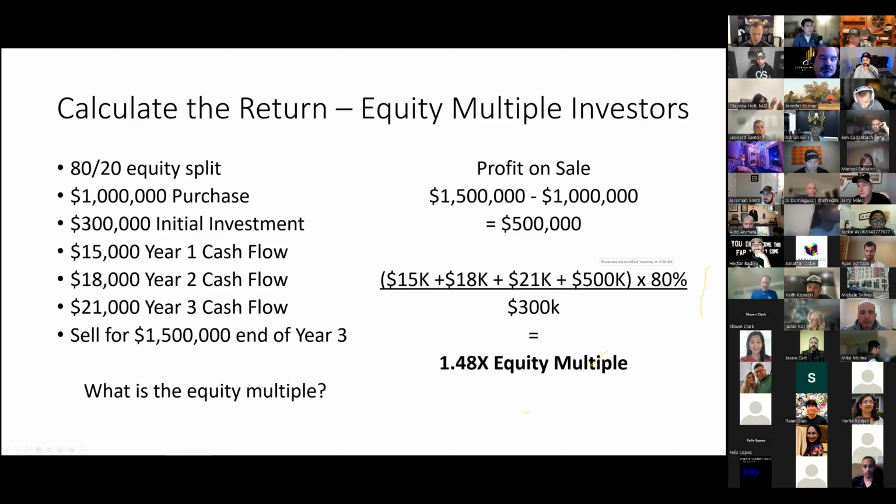So yeah, I am so sorry for this mishap here. The equity multiple for the property was 1.84, and then for the investors was 1.48.